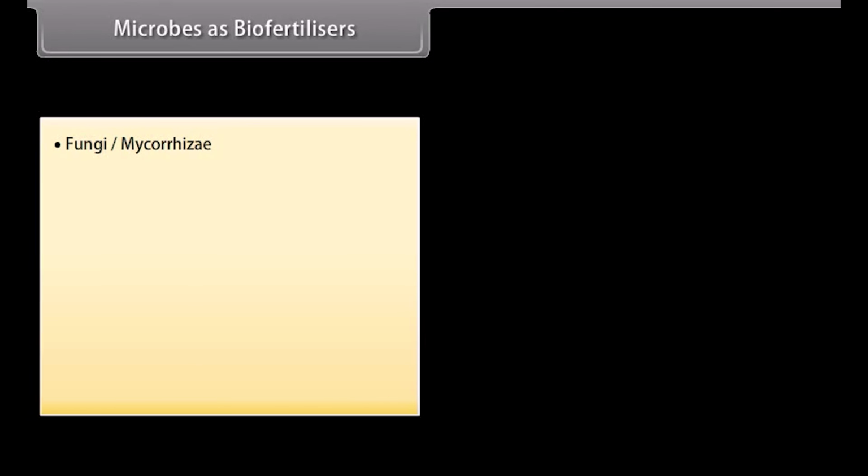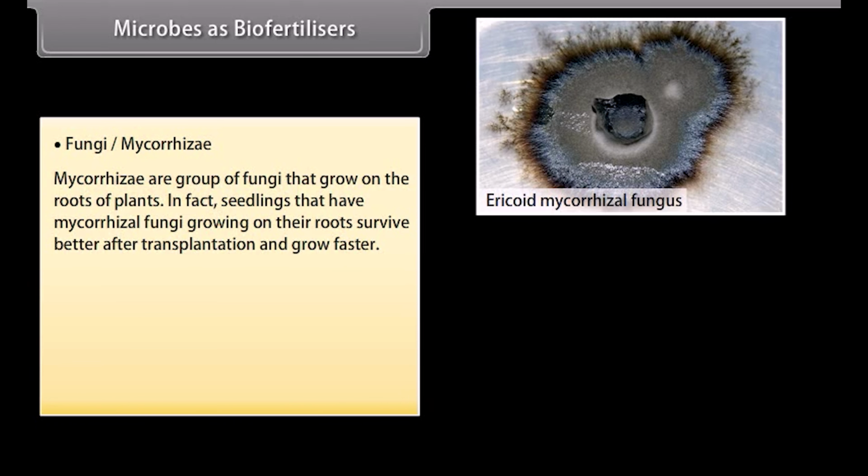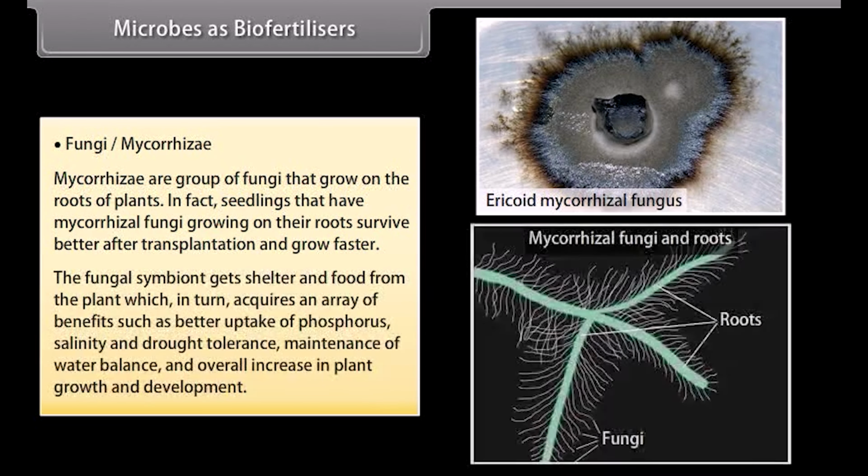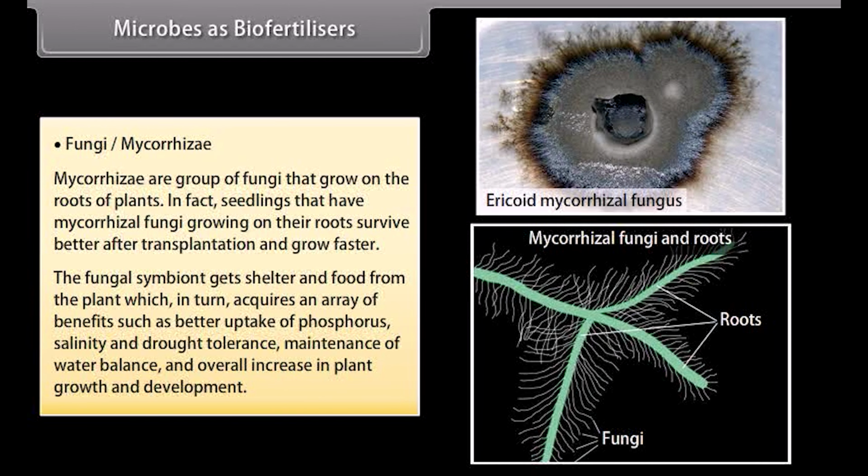Fungi or mycorrhizae. Mycorrhizae are a group of fungi that grow on the roots of plants. In fact, seedlings that have mycorrhizal fungi growing on their roots survive better after transplantation and grow faster. The fungal symbiont gets shelter and food from the plant, which in turn acquires an array of benefits such as better uptake of phosphorus, salinity, and drought tolerance, maintenance of water balance, and overall increase in plant growth and development.